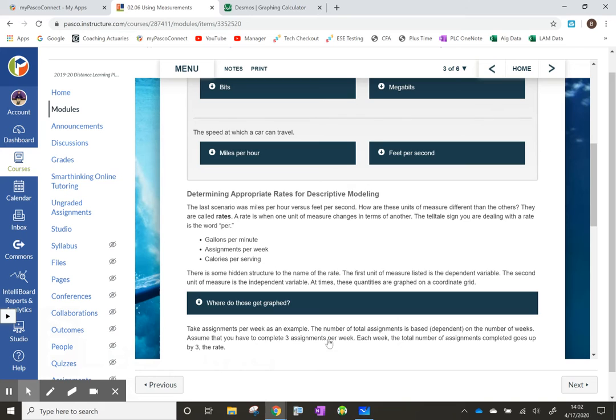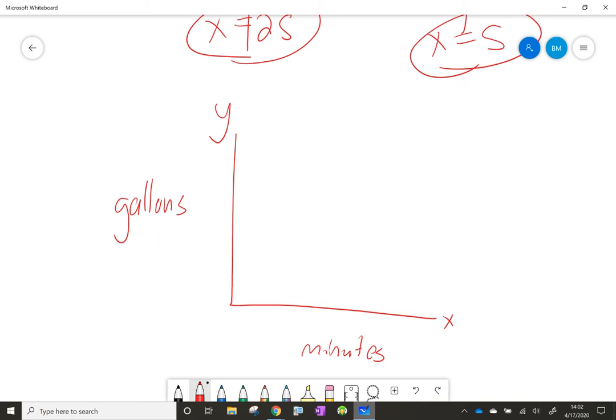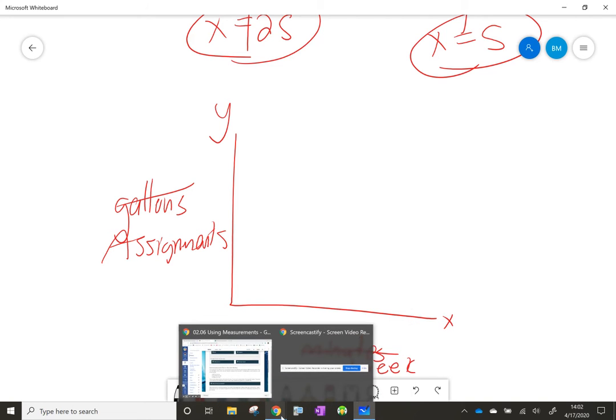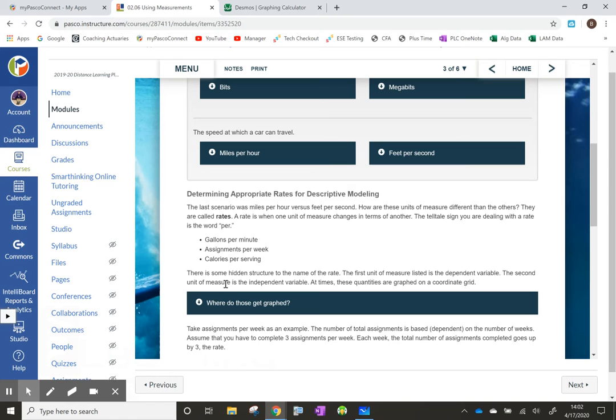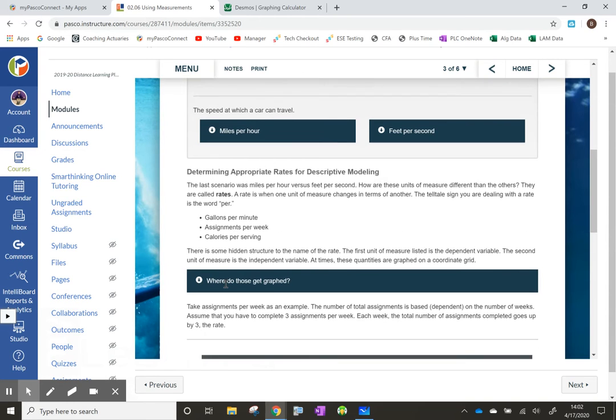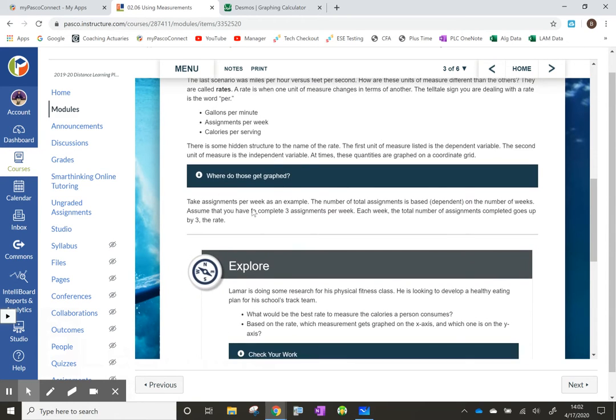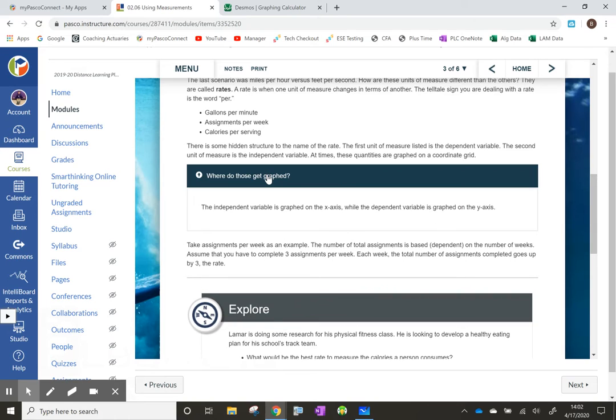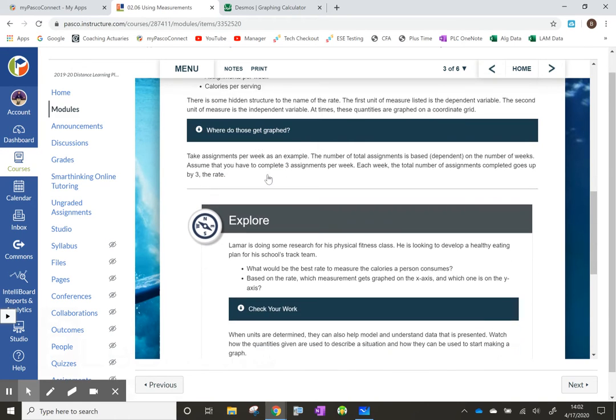So assignments per week, if you had that on a graph, your assignments would be your y value, and your week would be your x value, or your x-axis and y-axis. Same thing with calories per serving. And that's how this explains it on the graph: the independent would be on the x, the dependent would be on the y.